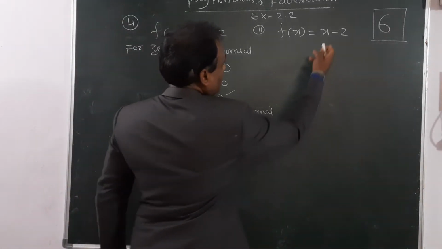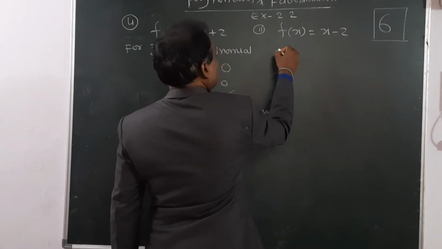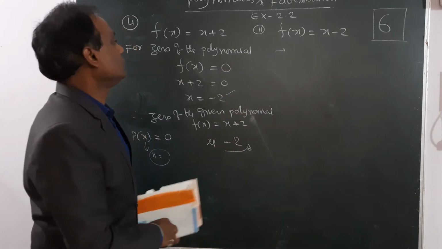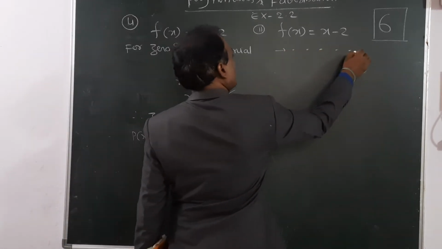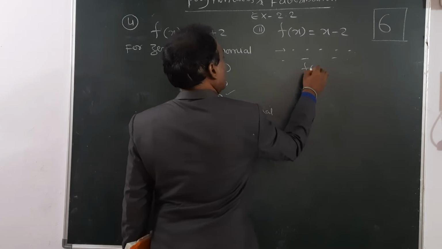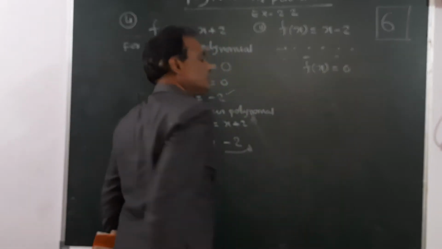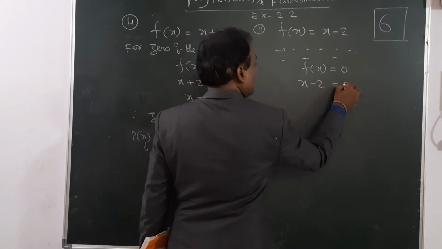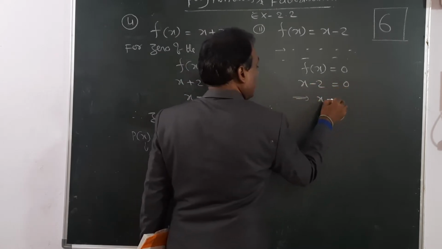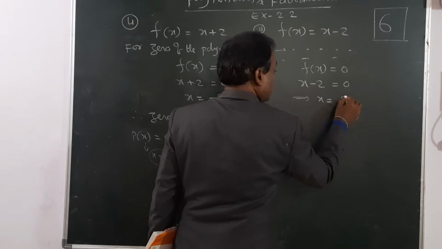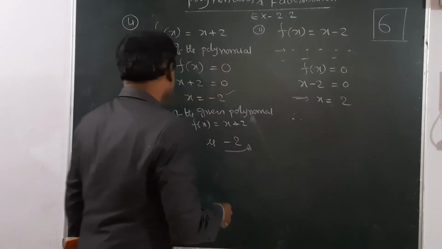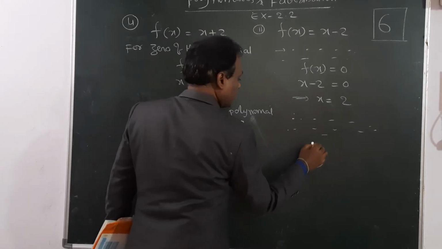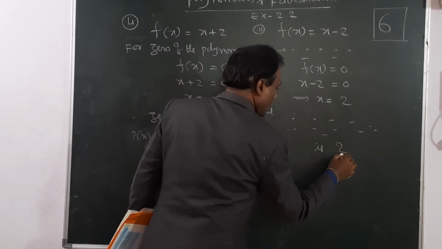So this is the second bit. Write the same statement. For zero of the polynomial, f(x) should become 0. What is f(x)? x minus 2 should become 0. That implies, minus 2 to the right side, it is plus 2. Therefore, zero of the given polynomial f(x) is equal to x minus 2 is 2.